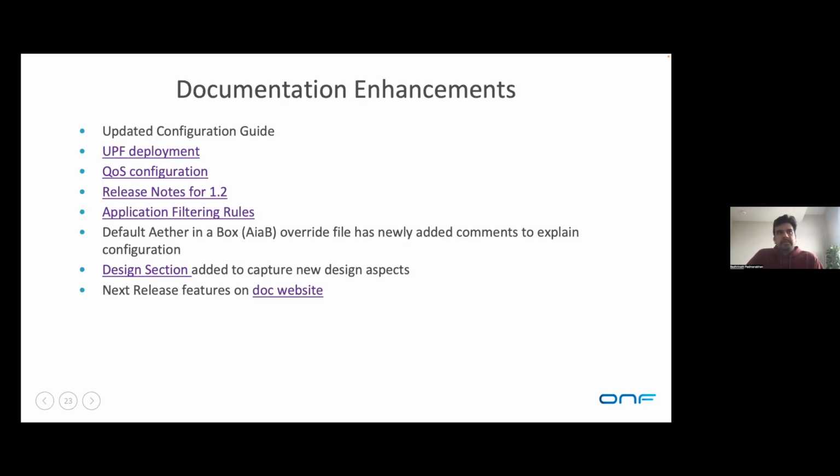On top of this gNodeB SIM, as part of 1.2, we also added a lot of enhancements in the documentation section. This is again from valuable feedback from the community that there's less information on how we configure QoS and how the UPF deployment is done. There are various configurations that need to be done for UPF. We have tried to add as much information as we can on this. We are continuously working to improve this documentation, and we urge all community members to give their feedback so that we can keep improving on it.